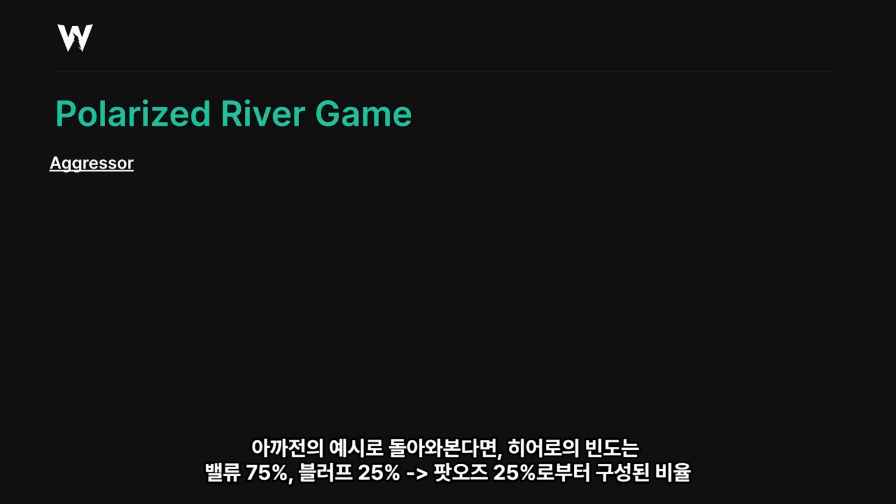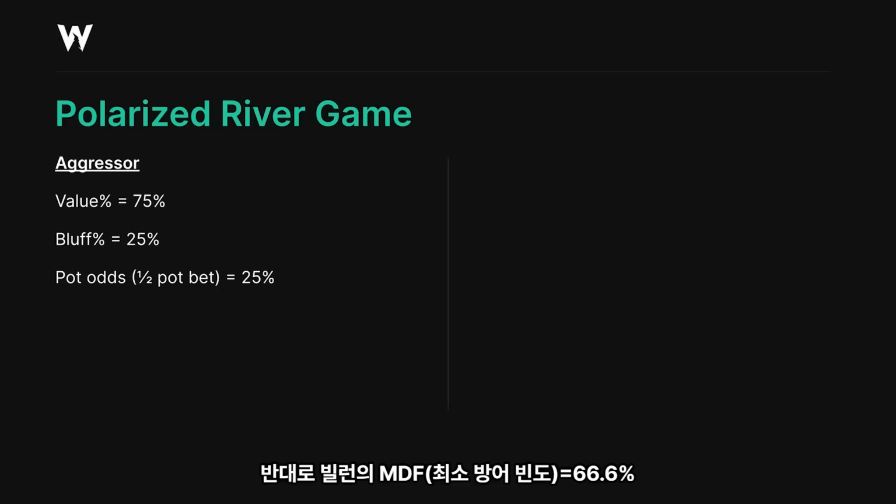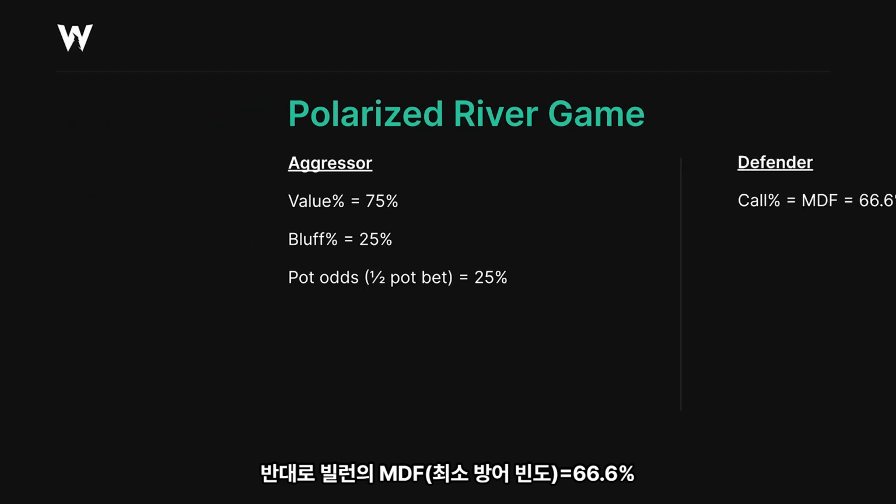So, returning to the toy game, our value percentage should be 75%. Our bluff percentage should be 25%, which matches the pot odds for a half pot bet. Conversely, villain should call according to the minimum defense frequency, which in this case is 2/3 of the time.